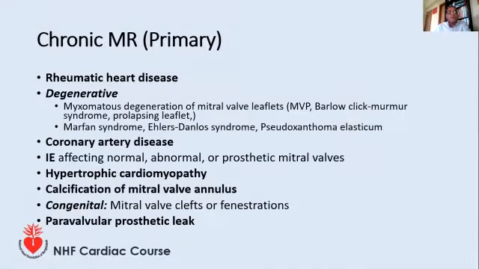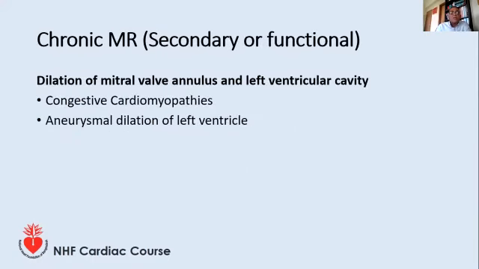Causes of chronic primary MR are rheumatic heart disease, degenerative mitral valve disease, coronary artery disease, infective endocarditis, hypertrophic cardiomyopathy, calcification of the mitral valve annulus, congenital causes such as mitral valve clefts or fenestrations, and paravalvular prosthetic leak. In secondary chronic MR, dilated cardiomyopathies and aneurysmal dilatation of the left ventricle are the main causes.